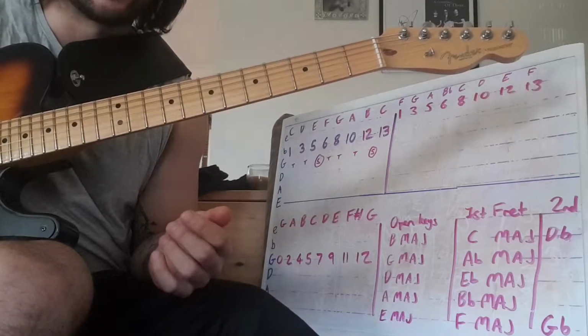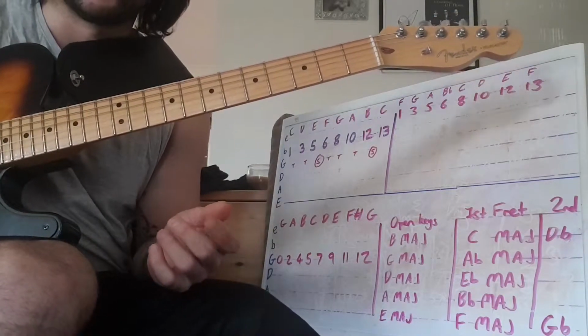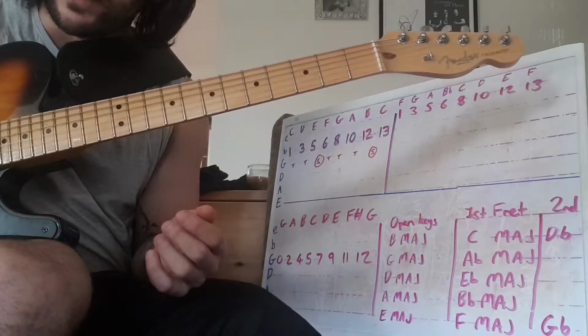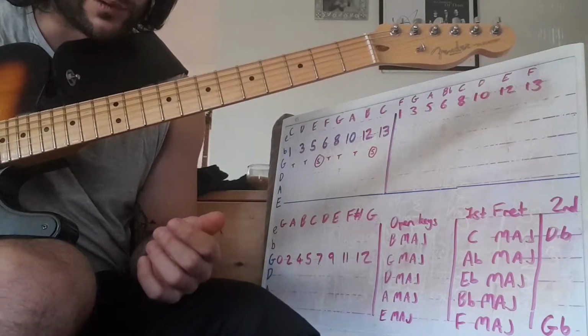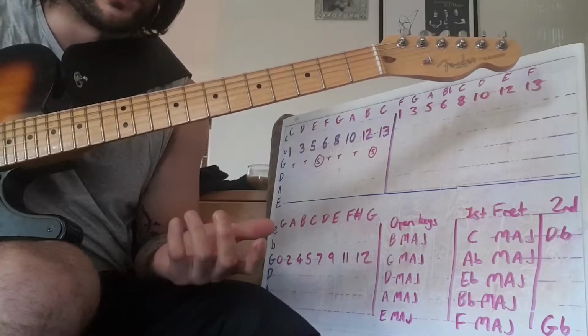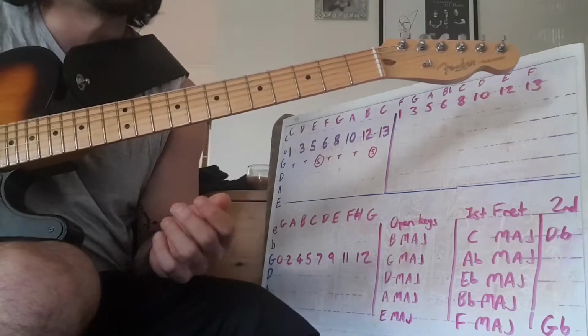And that's really what I want to delve into today, is the reason that we have sharps and flats and the reason that we have 12 different keys. Why do we need these sharps and flats? Why can't we just have white keys?